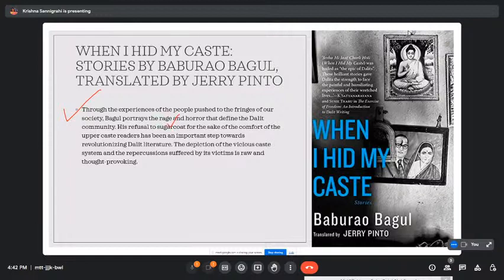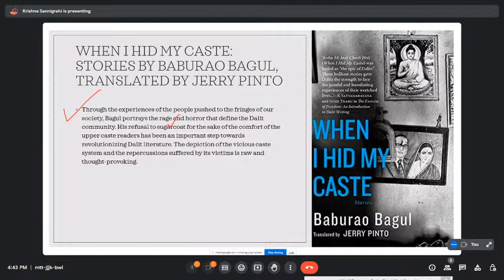Because you will see that traditional Marathi literature or Indian English literature tends to sugarcoat the harshness of life, that is, use good words, nice words in order to say such things. However, we see that Bagul refuses to sugarcoat for the sake of the comfort of the upper caste readers, and this has been an important step towards revolutionizing Dalit literature.